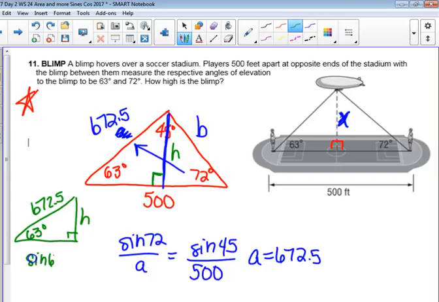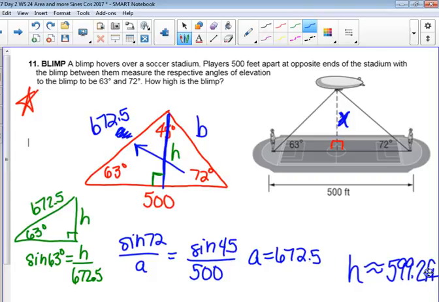So the sine of 63 degrees equals the opposite side, which happens to be h, over the hypotenuse, which is actually the 672.5. And you can just do right triangle trig. But it's the same answer, I promise, if you do law of sines. Yeah, 599 point something. I kind of remember that number. 599.2. So the blimp is almost 600 feet overhead.